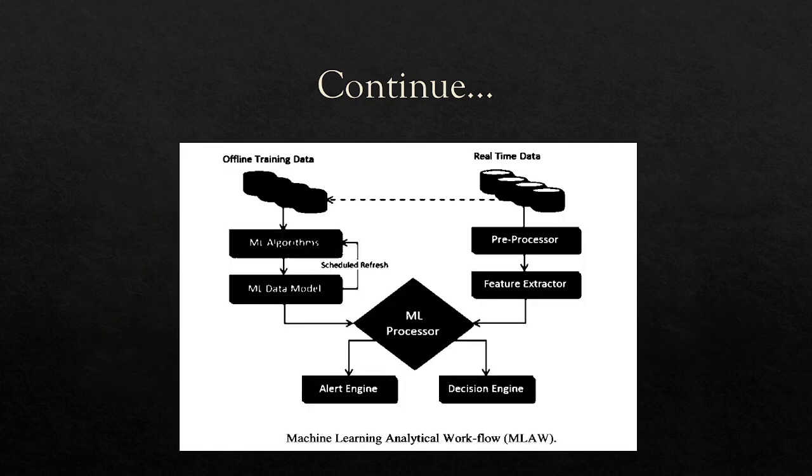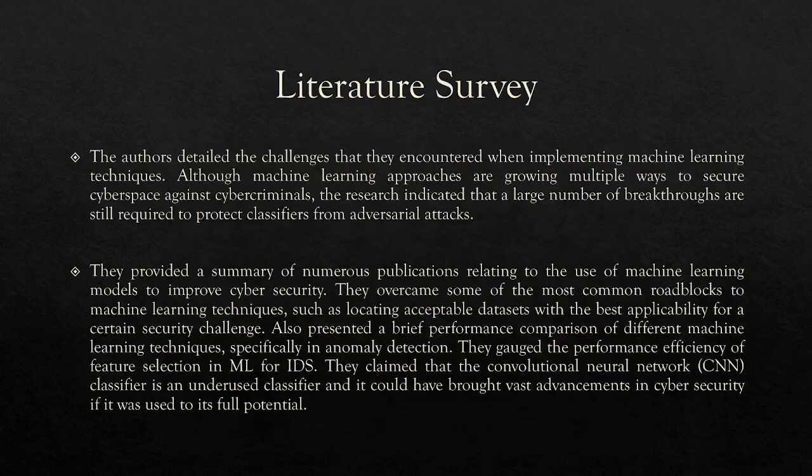So this is the image of the machine learning analytical workflow, in which first it will train the data using various machine learning algorithms and its model. Then it will predict on the real-time data, and then it will go either to the alert engine or the decision engine. However, at the end, different algorithms work best for different security event types, and analysts should choose the one that best fits the model to the data and leads to the least number of false positives.